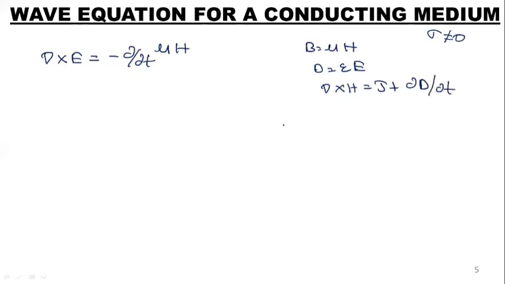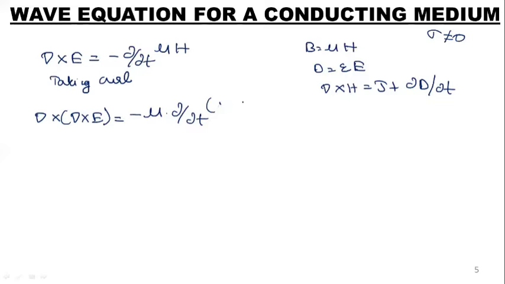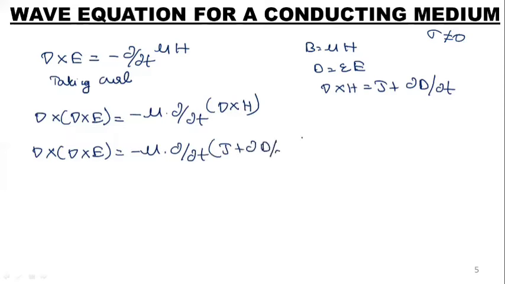What is this? The Ampere circuital law. So all these things we have seen. Now we will take the curl here. Taking curl on both sides, it will be del cross E equal to minus mu into dou by dou T of del cross H. So del cross E equal to minus mu into dou by dou T of, del cross H, which we substitute as J plus dou D by dou T.